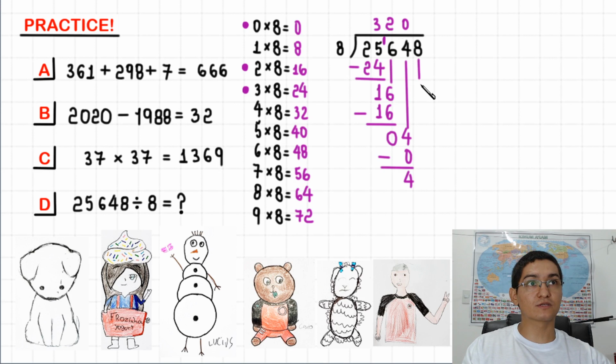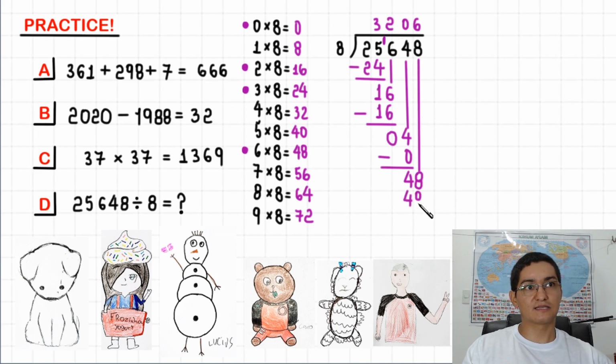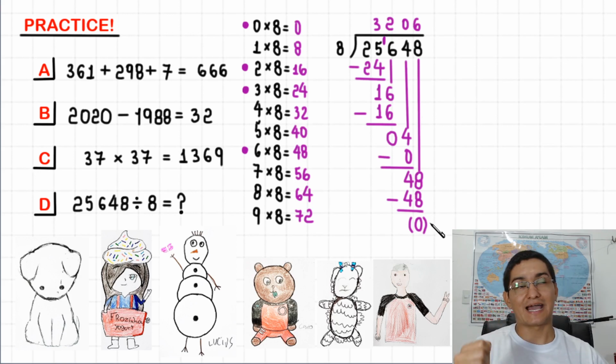There is only one more digit to bring down, 8. Now we have 48. And how many times does 8 go into 48? You check the multiplication table and you see that it is exactly 6 times. So I write 6 here. 6 times 8, 48. I write it here and then I subtract. And we finally got the last remainder, which is 0, because there are no other digits to bring down and the remainder is 0. So this is an exact division.